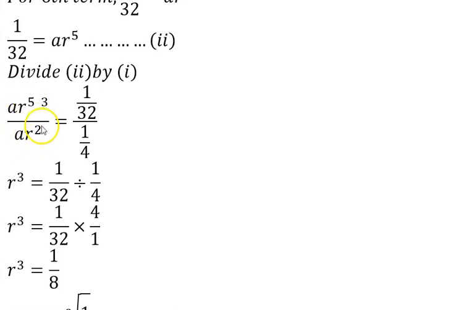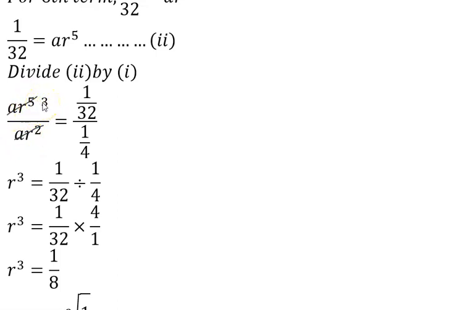So ar raised to power 2 will cancel here. If we remove ar raised to power 2 here as well, we'll be left with what? r raised to power 3. Because this a will cancel this a, and this r will cancel this r. Look at this power. We have r twice here and 5 times here. So if we remove the 2 from the 5, we'll be left with r raised to power 3.